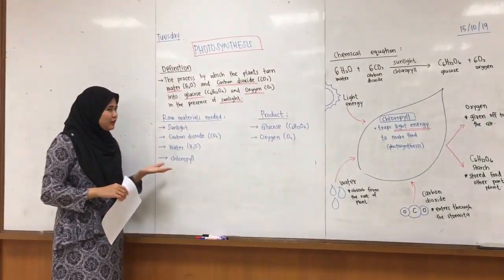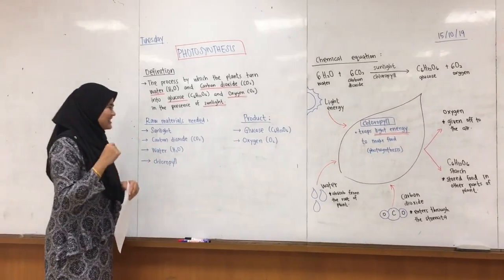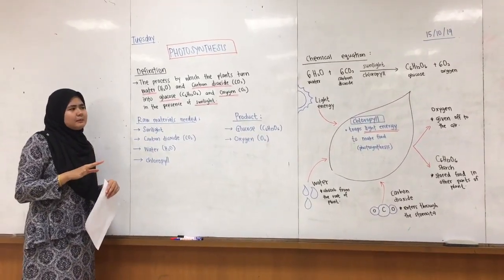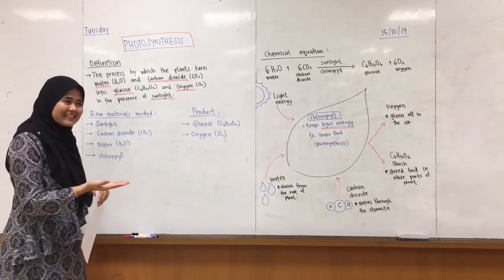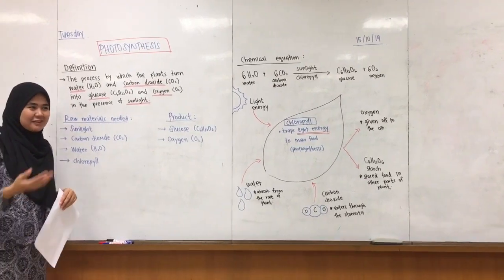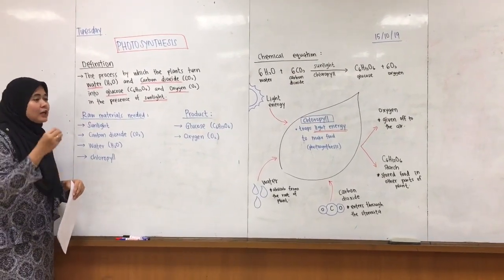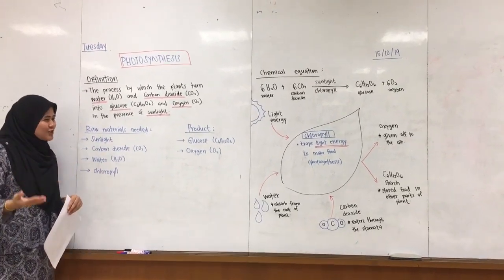What is the molecular formula for carbon dioxide? CO2. CO2, as you can see in front of you. Where do plants get carbon dioxide? From us, when we breathe out. Yes, when we exhale, we take out the carbon dioxide. So the carbon dioxide will be taken by plants for them to undergo photosynthesis.